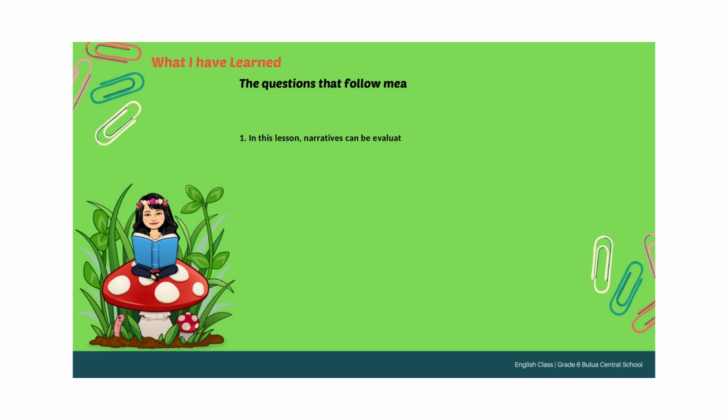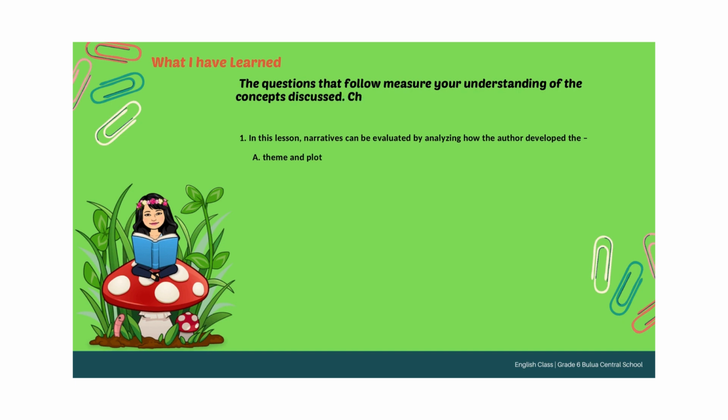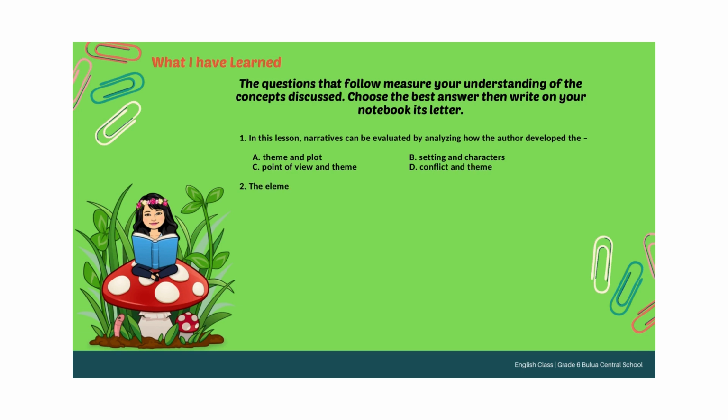The questions that follow measure your understanding of the concepts discussed. Choose the best answer, then write your answer on your notebook. Number one, in this lesson, narratives can be evaluated by analyzing how the author developed the A. Theme and plot, B. Setting and characters, C. Point of view and theme, D. Conflict and theme.